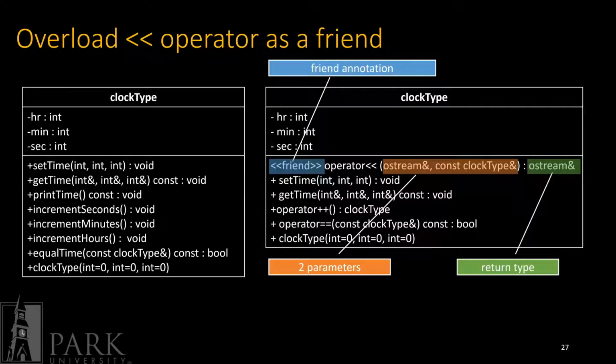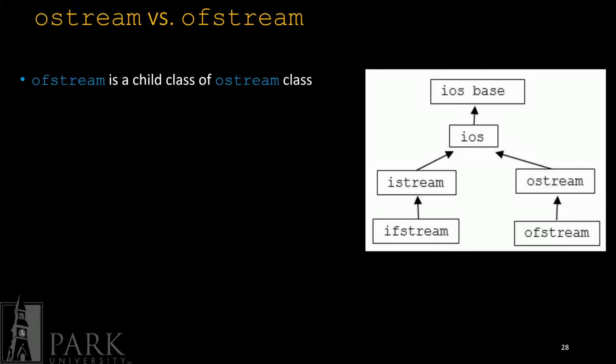So let's talk about the OStream type first. Back in Chapter 3, we used the output file stream class for file output. The output file stream class is a child class of the OStream class. Therefore, if we want our output operator to work with both cout and any output file, we need to use the parent class OStream. We need to use this one right here.